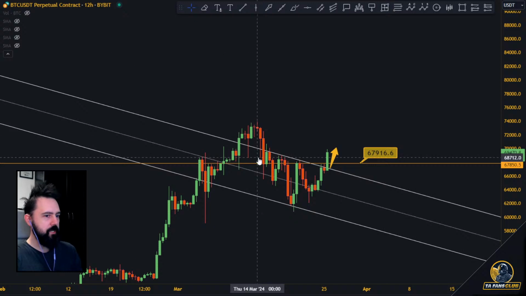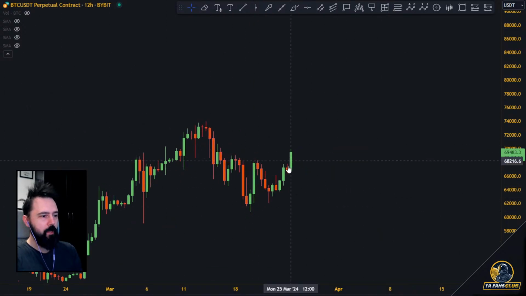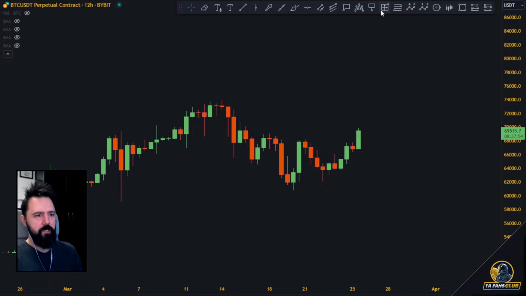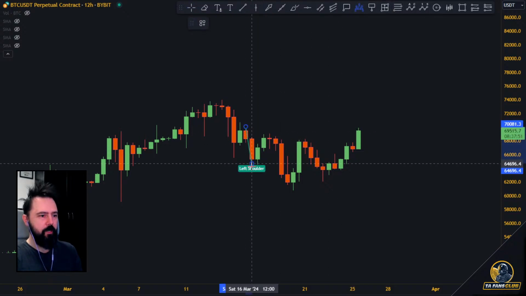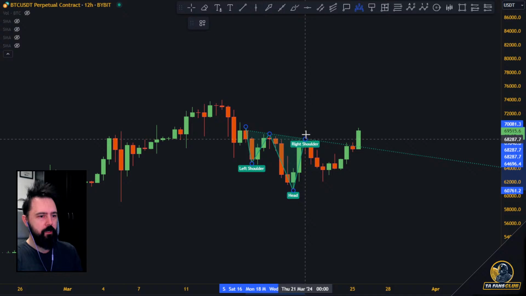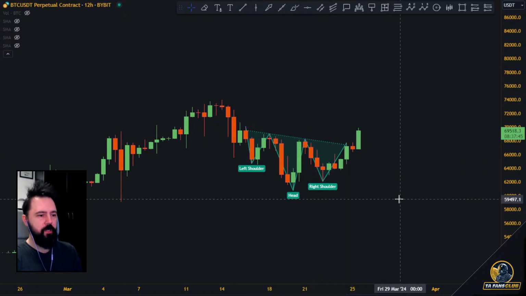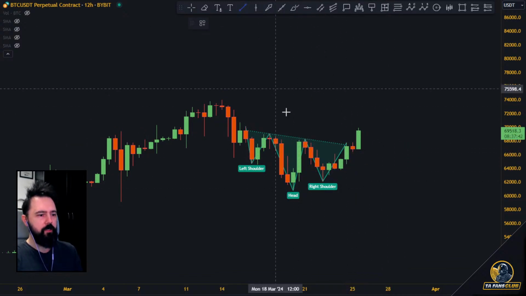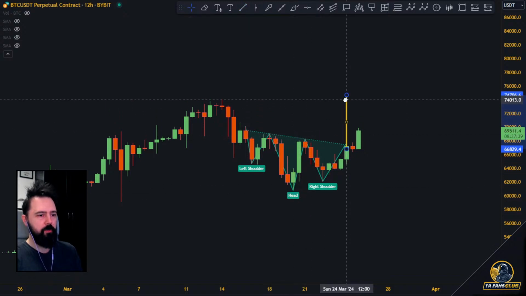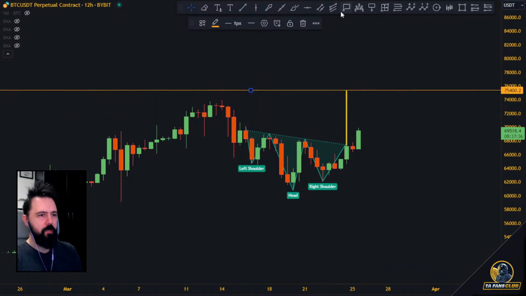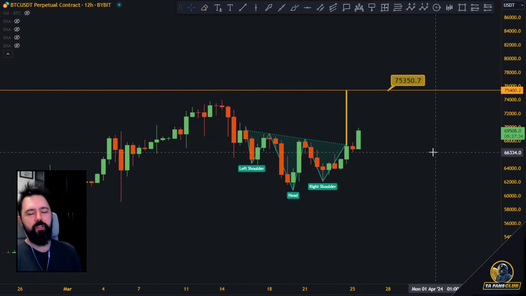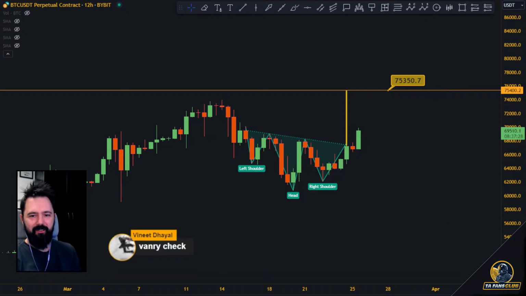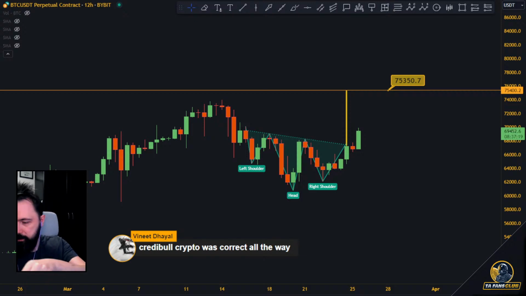So, inverse head and shoulders is kind of playing out. Where is the shoulders pattern up here? From the head to the top. 73.35. Credible crypto was correct all the way. There are a lot of people who are correct.